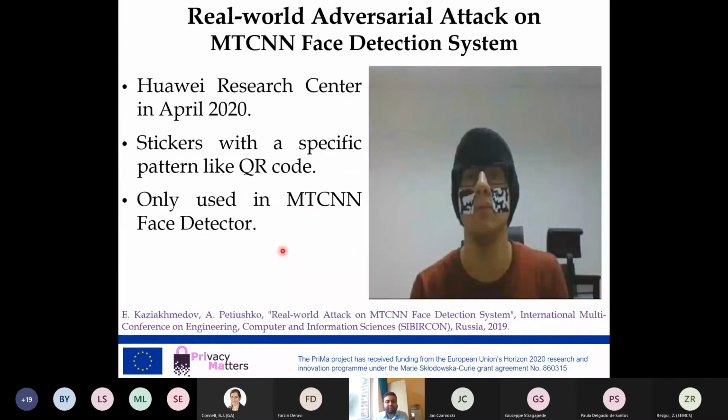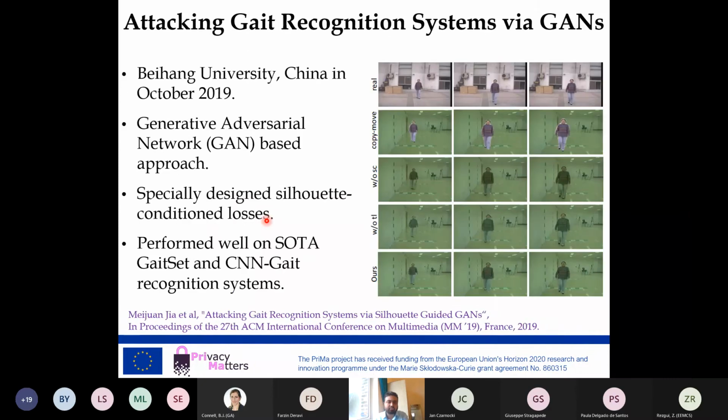Then we can see another technique. There are all sorts of techniques. In this one, people are wearing stickers on their cheeks, a kind of QR code type sticker, to hide from the cameras. This is also tested in some limited facial detection systems.